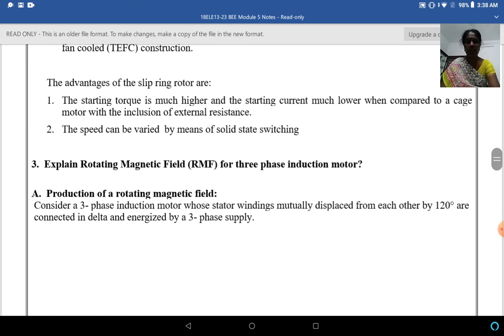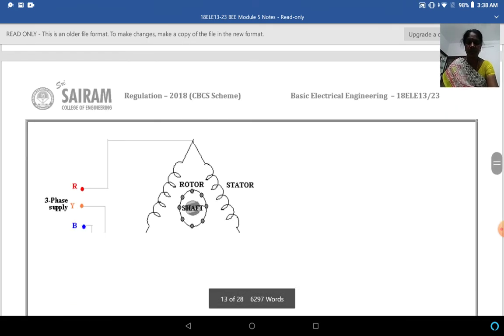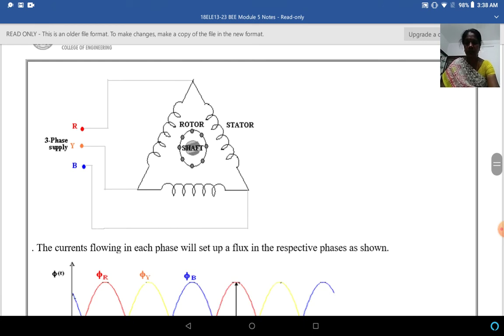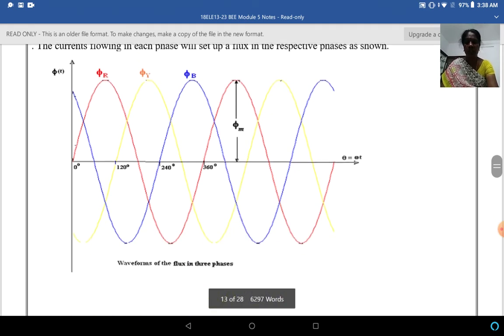Why the rotating magnetic field for a three-phase induction motor? Production of a three-phase rotating magnetic field. Consider a three-phase induction motor whose stator windings are mutually displaced from each other by 120 degrees, connected in delta and energized by a three-phase supply. The currents flowing in each phase will set up a flux in the respective phases as shown here.